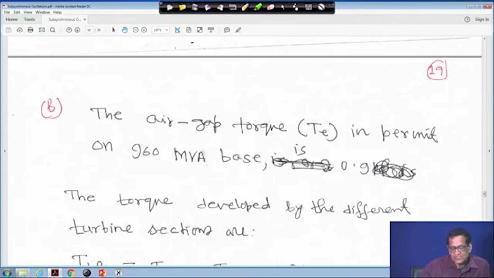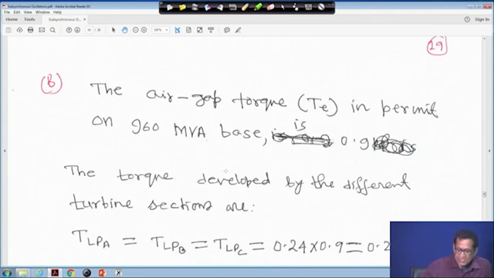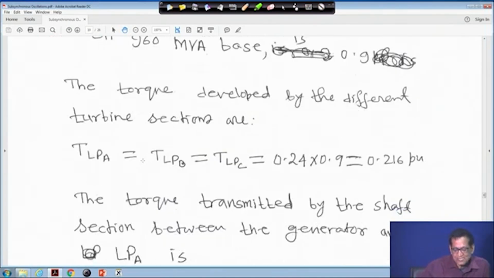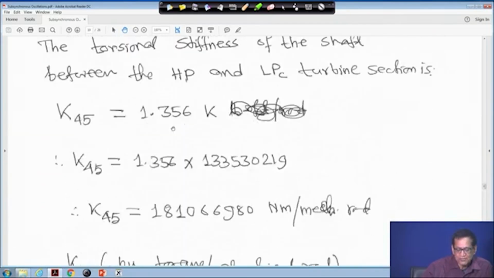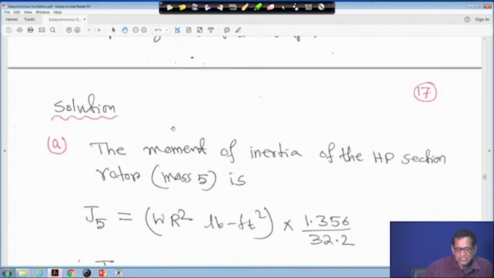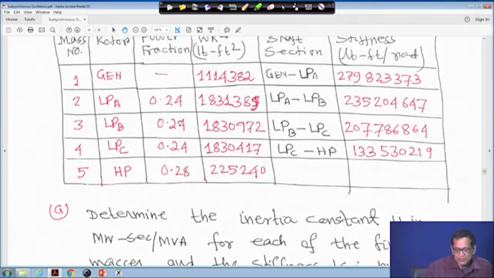Now, part B, the air gap torque T in per unit, on the 960 MVA base, is 0.9. You just see from where it has come. So, the torque developed by the different turbine sections, that is TLPA is equal to TLPB is equal to TLPC, because all are 0.24. It was given in the data, that all three are equal, 0.24, multiplied by 0.9. So, these three are equal.